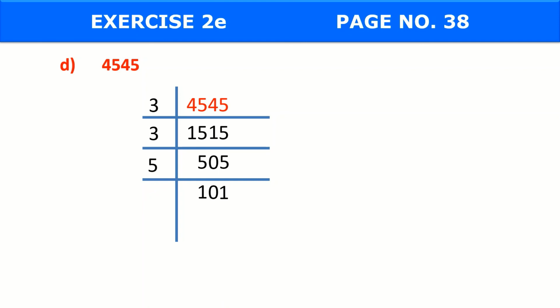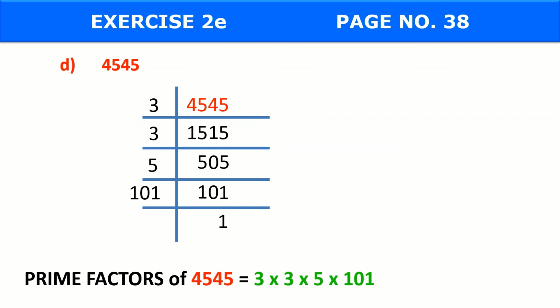Now you need to think about a prime number that will divide 101 completely. Do you know any number? No? Actually, student, 101 is a prime number. It will only be divisible by 101 and 1. So we will divide 101 by 101 and we will get 1. Now we will stop this process. And at the end, we will write our prime factors of 4545 as 3 times 3 times 5 times 101.